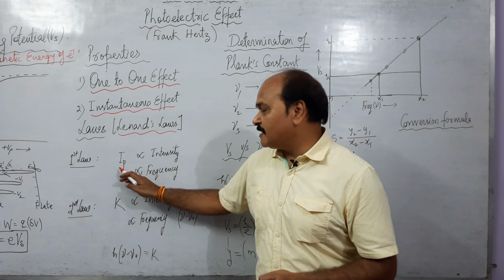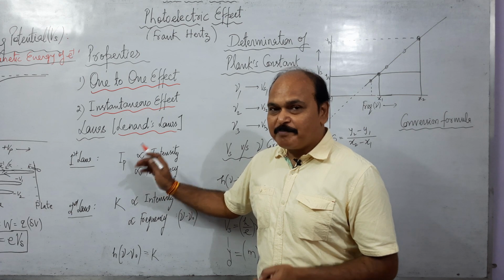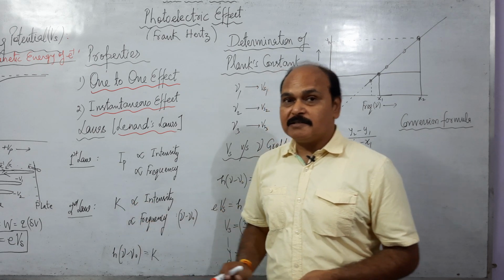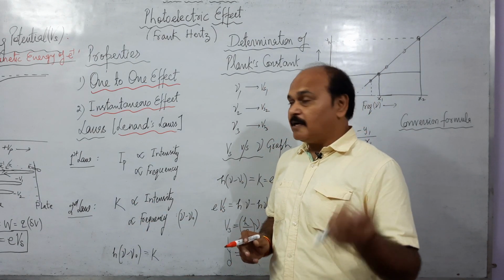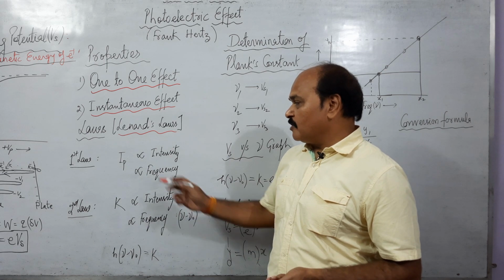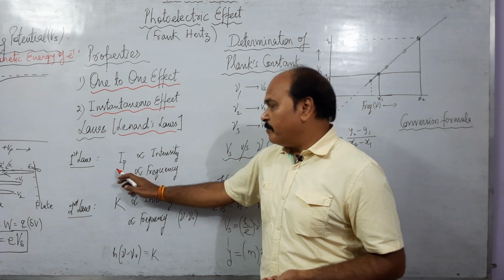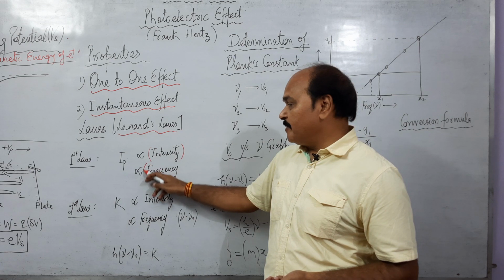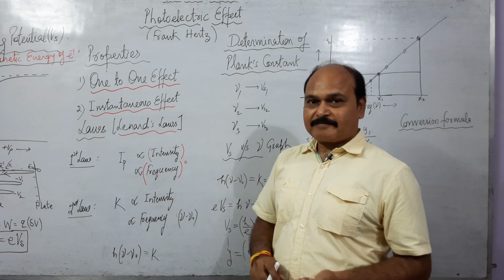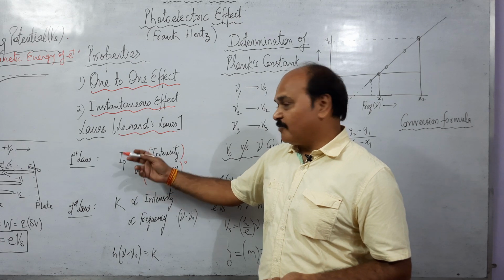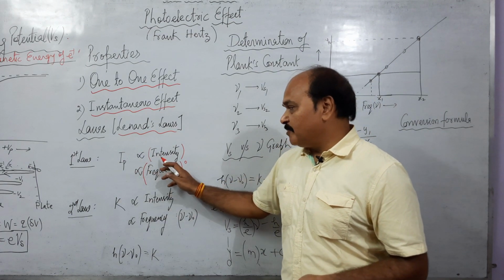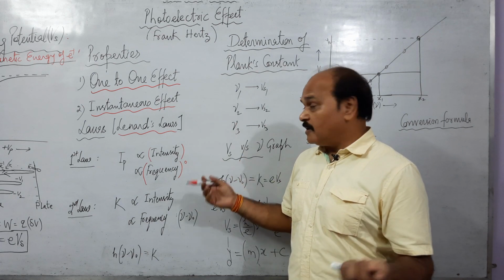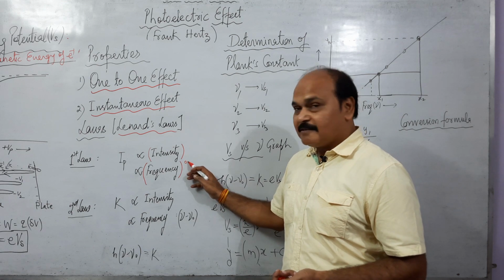But in the first law, the left hand side is what? IP. IP is plate current, you all know. And in the second law, the left hand side is what? K, the kinetic energy of the emitted electron. Okay, so what is the first law? According to the first law, plate current is directly proportional to intensity of incident light and is independent of frequency of light. We have written 0 here.